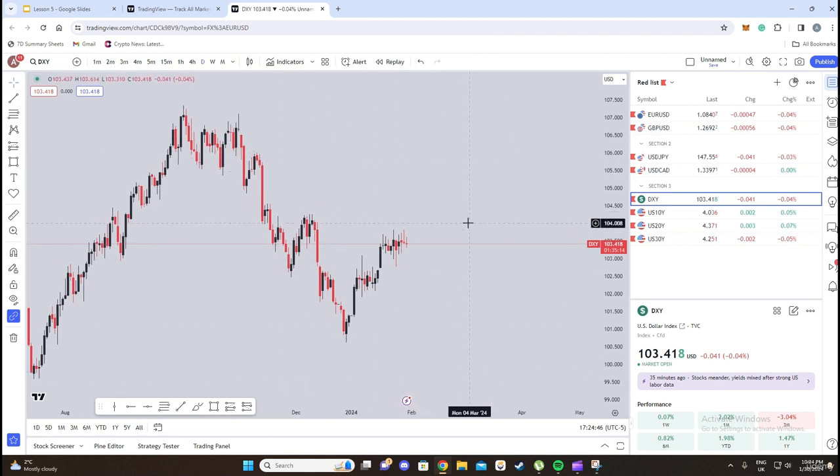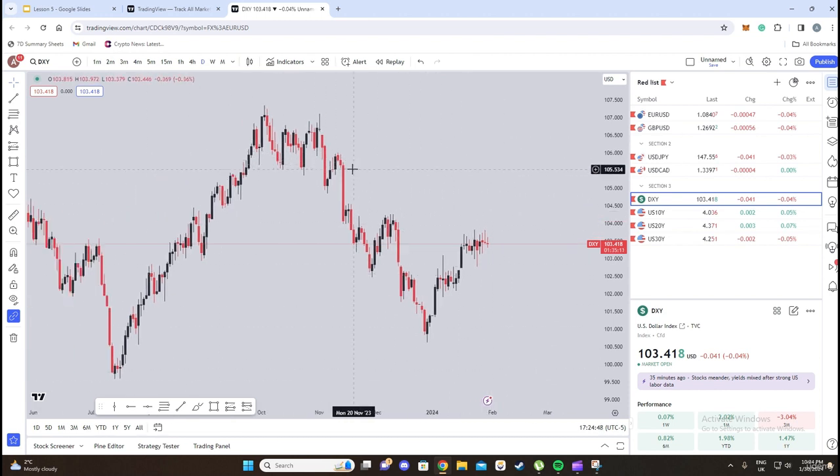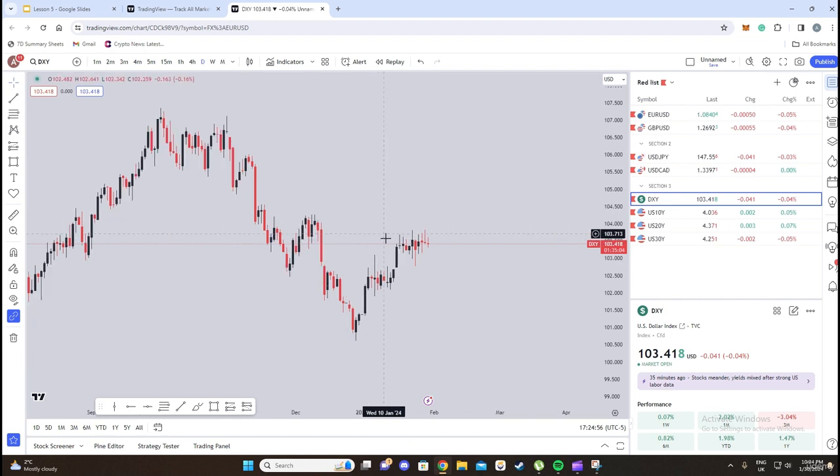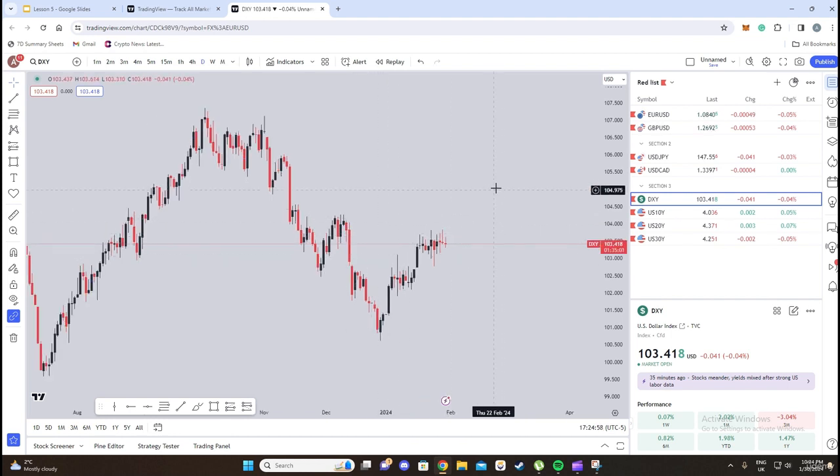So here we have DXY, right? And DXY is the dollar index. So meaning this is not a pair against anything. This is not US dollar against a random currency. This is just the price of the dollar on its own. That's what the dollar index stands for. So when we see the dollar index going higher, what that means is everything with USD in the beginning is going higher, and everything with USD at the back is going lower. And what I mean by this is something called correlation in the marketplace.